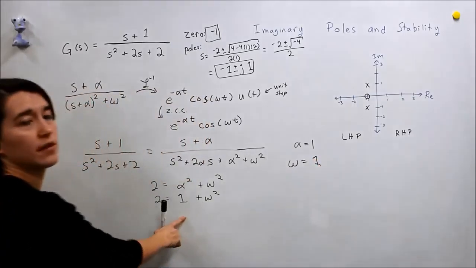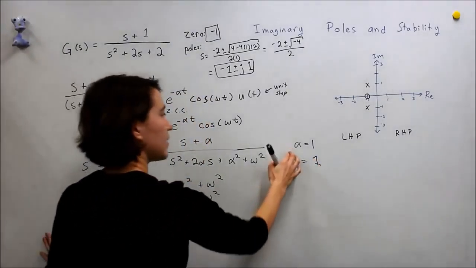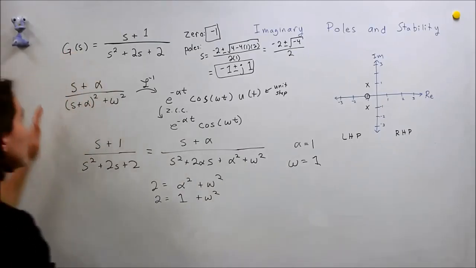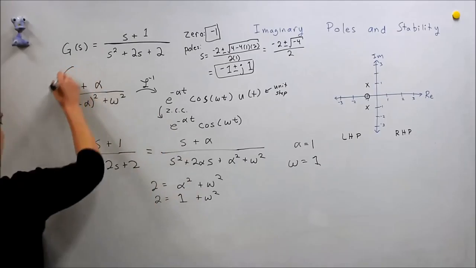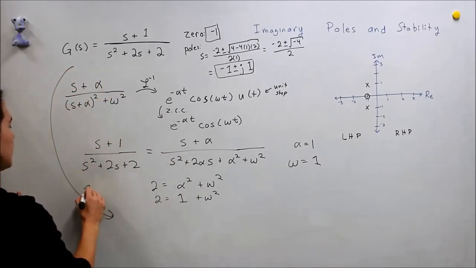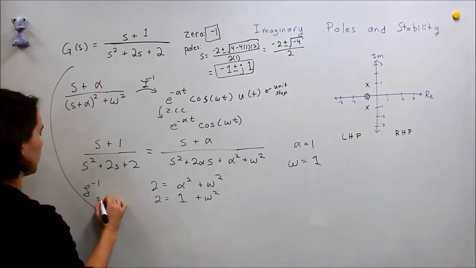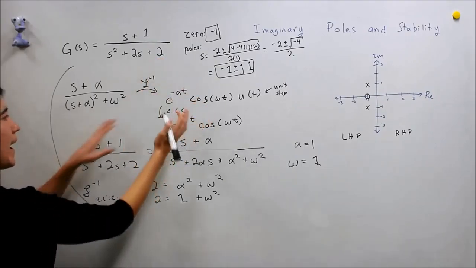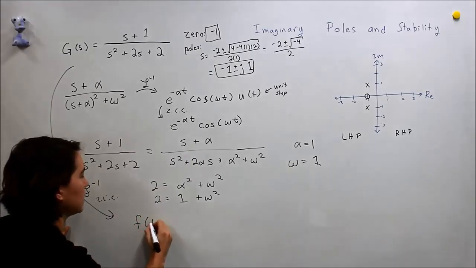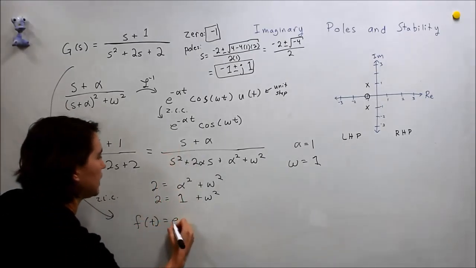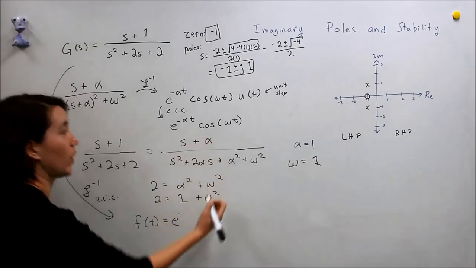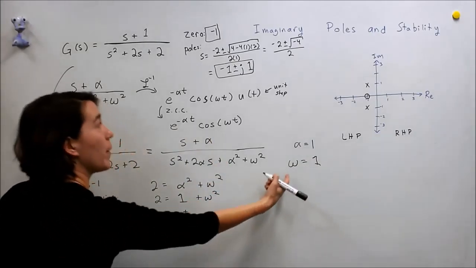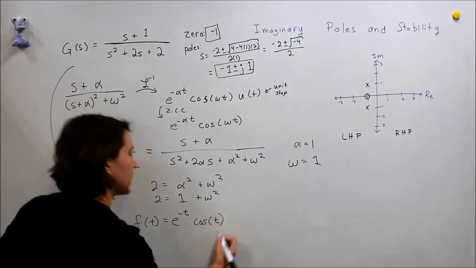then this is satisfied. So we have these two values, and now we can transform our transfer function into the time domain. If we take the inverse Laplace, and we assume 0 initial conditions, then we can write this as this expression. So f of t will be equal to e to the negative alpha, which is 1, so just negative t, times cosine of omega, which is 1, so just t.